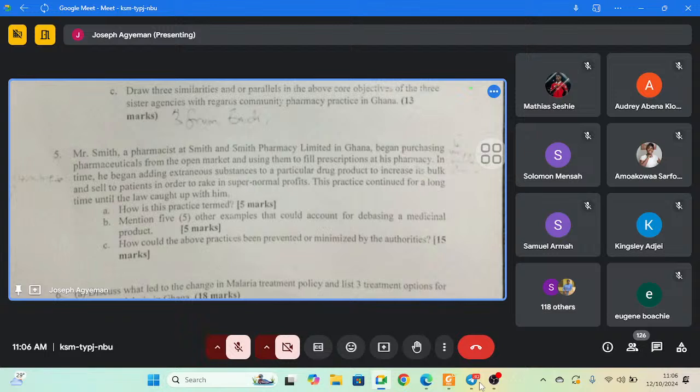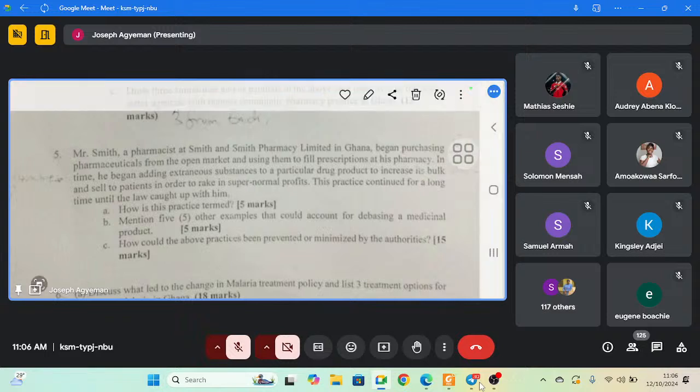Your task. Question A. How is this practice termed? B. Mention 5 other examples that could account for debasing a medicinal product. And C. How could the above practice be prevented or minimized by the authorities?